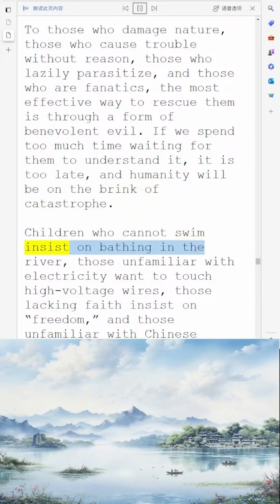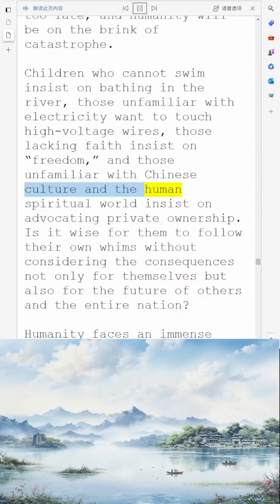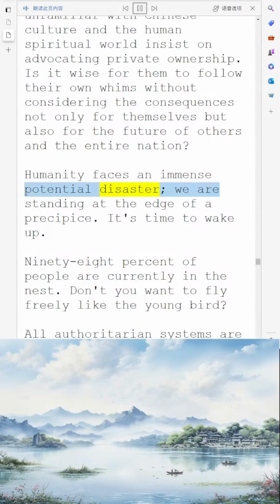Children who cannot swim insist on bathing in the river. Those unfamiliar with electricity want to touch high-voltage wires. Those lacking faith insist on freedom. And those unfamiliar with Chinese culture and the human spiritual world insist on advocating private ownership. Is it wise for them to follow their own whims without considering the consequences not only for themselves, but also for the future of others and the entire nation? Humanity faces an immense potential disaster. We are standing at the edge of a precipice. It's time to wake up.